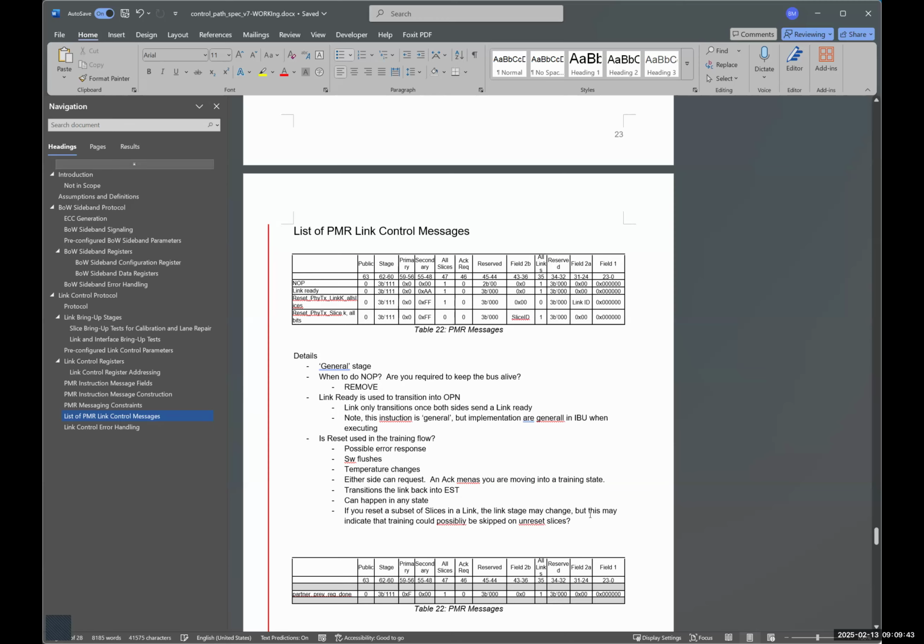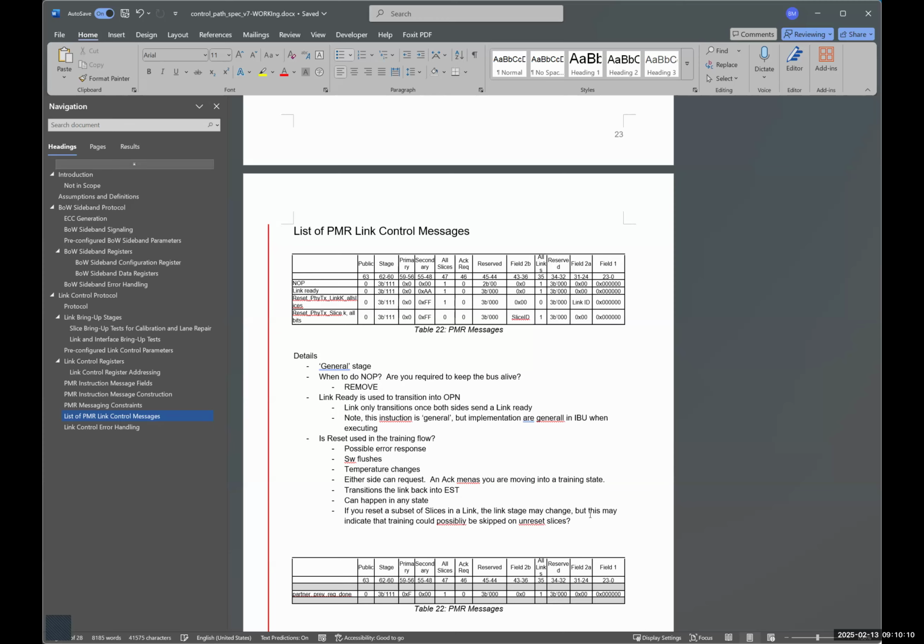So from our spec's point of view, if I do a reset on a slice within a link, the link still changes state, right? You still need to pause traffic across all of the slices in that link. And then maybe you only do training on one of the slices, but you still go through the stages again, right?